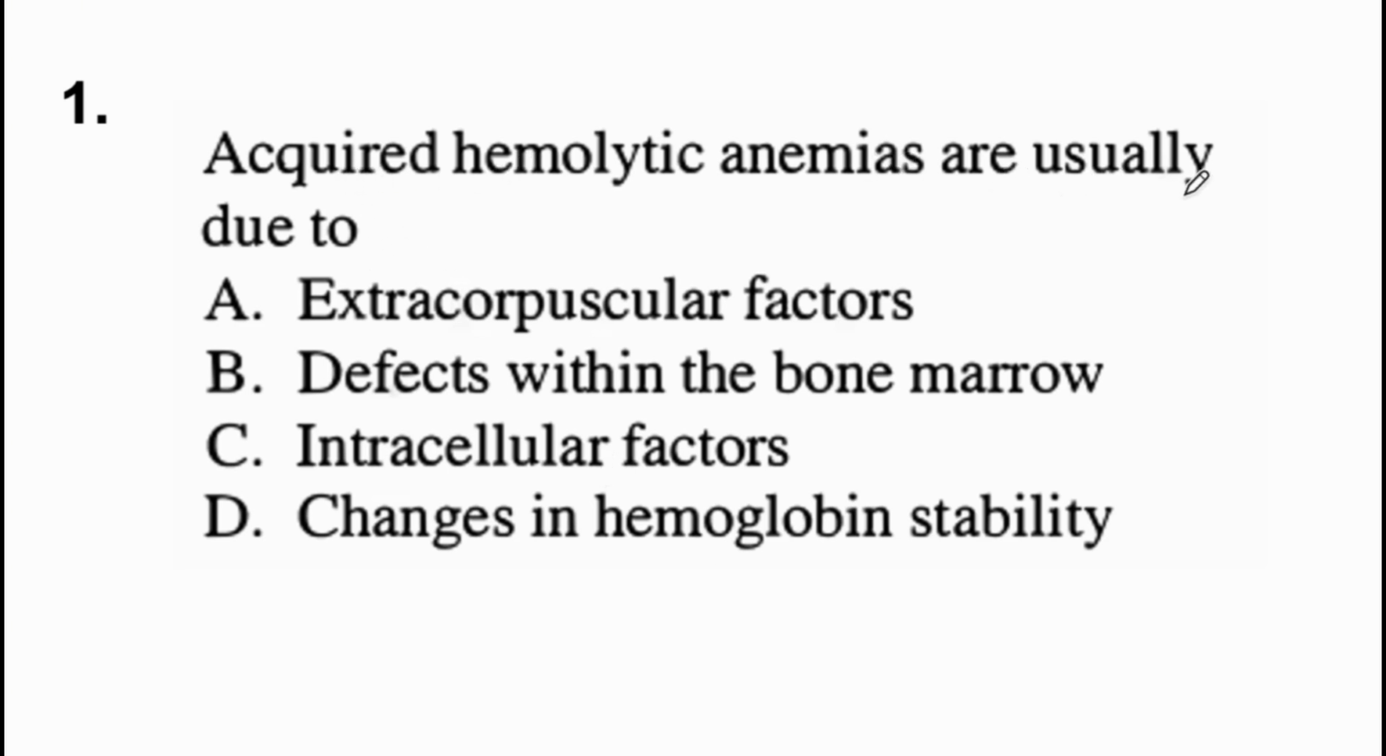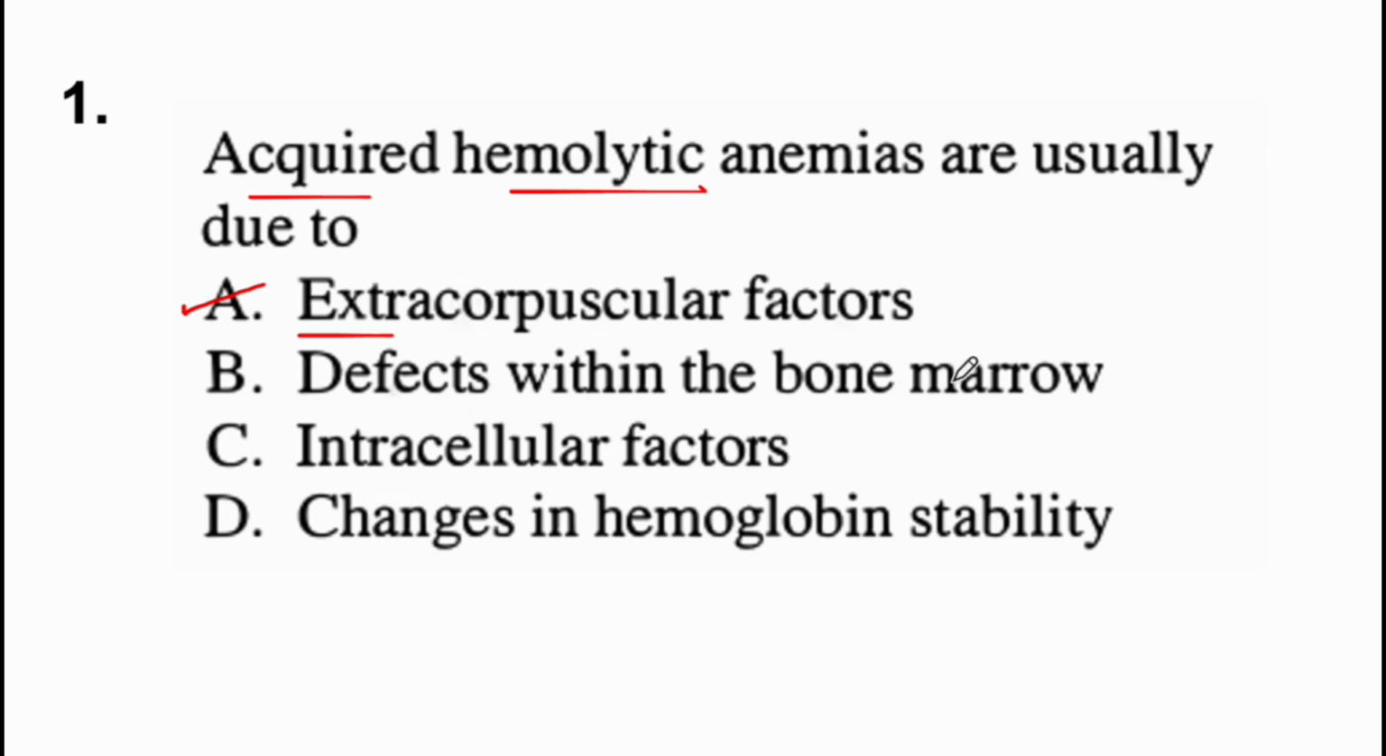Acquired hemolytic anemias are usually due to A. Extracorpuscular factors. Hemolytic anemia can be divided into two categories, inherited and acquired. Acquired is when the red blood cell is born perfectly normal, but something in its environment attacks and destroys it. The problem is extracorpuscular factors. We are looking for an external cause. Extracorpuscular factors are things like autoantibodies, as in autoimmune hemolytic anemia, toxins, infections like malaria, or mechanical damage.